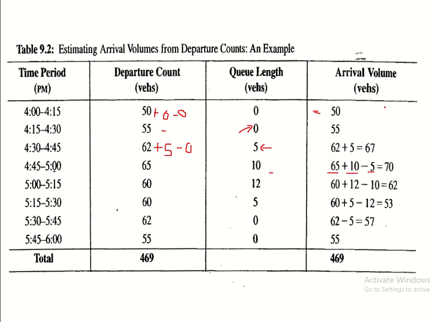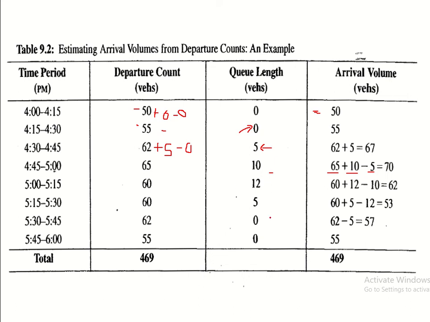So you can see first two time periods no queue, so arrival equals departure. Whenever there is no queue in the present time interval and no queue in the previous time interval as well, departure equals arrival. You can see for the first two, this one and this one.